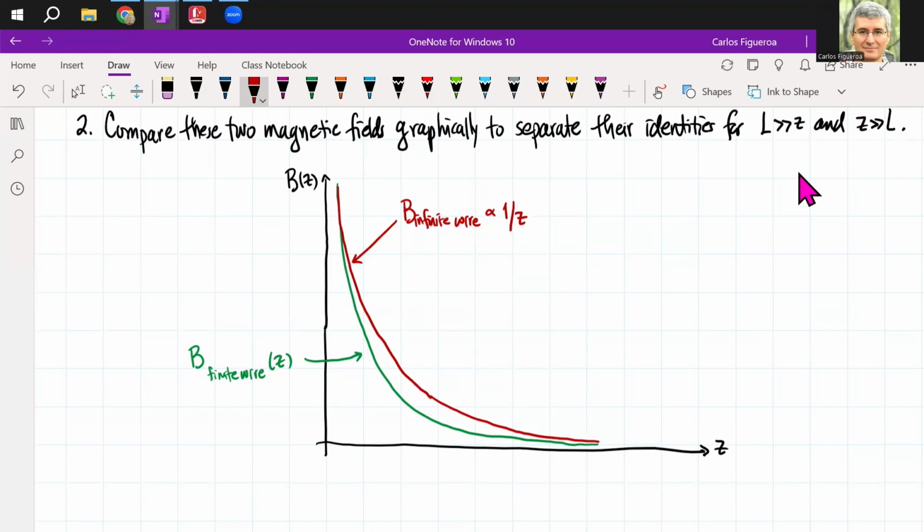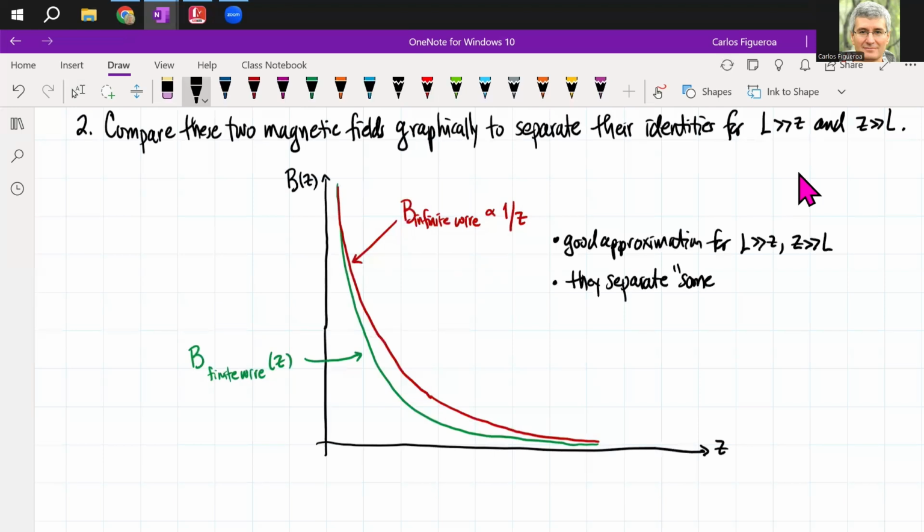So what am I finding here? You could see that there's a good approximation for L much, much greater than Z, and for Z much, much greater than L. Where they really separate is somewhere in the middle range.